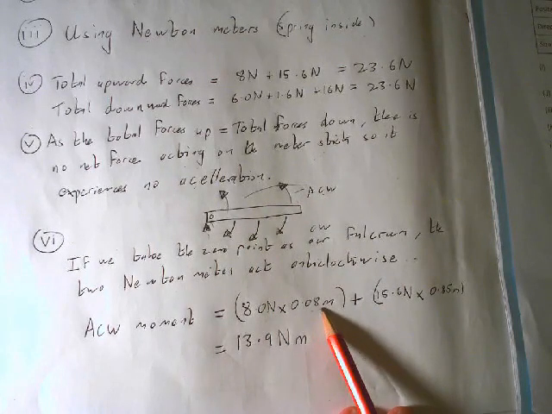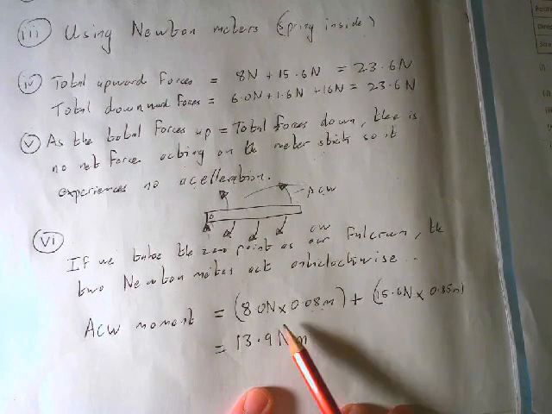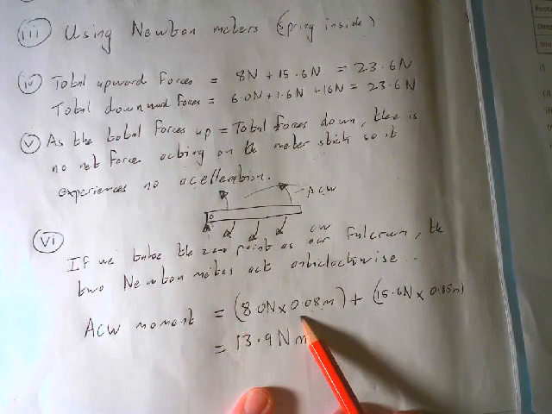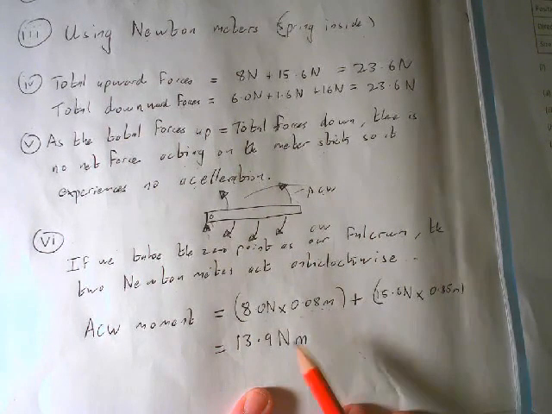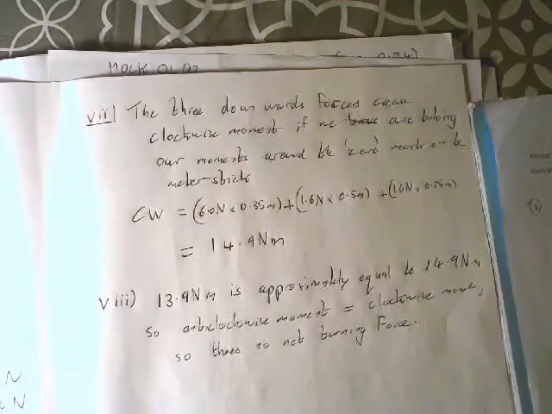So the 8 newtons, which is at the 0.08 meter mark. Be careful of your units here. They give it to you in centimeters. You've got to convert it to meters. That's a bit of a nasty trap. You expect it more at higher level, but there it is. So force times distance from the fulcrum, force times distance from the fulcrum. The total anti-clockwise moment is 13.9 newton meters.